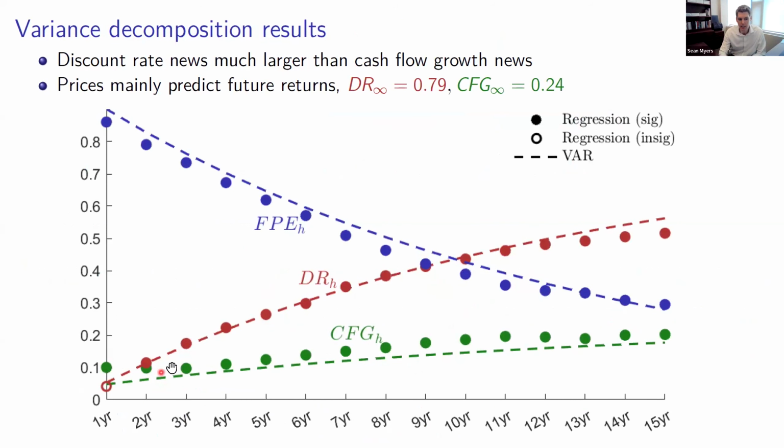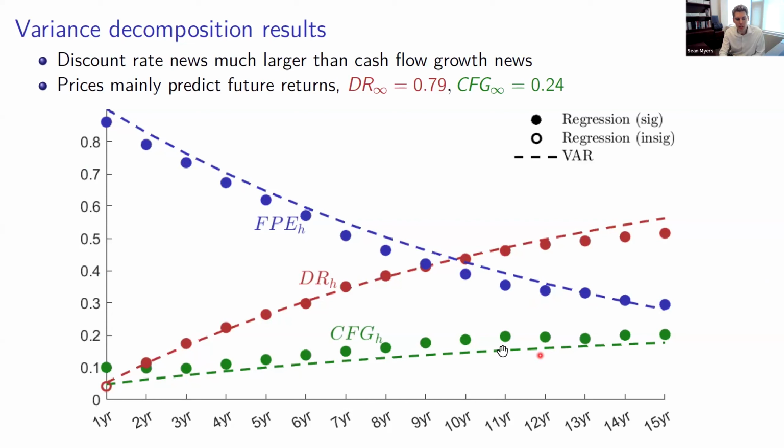So the dots show our estimates for cash flow growth news at different horizons ranging from 1 to 15 years. Red shows our estimates for discount rate news, and blue shows our estimates for the future price earnings ratio news. The dots are the direct estimated coefficients just from running a simple univariate regression. And then for comparison, the dashed lines show what you would get out of a VAR model, just to emphasize that you would get fairly similar quantitative results.